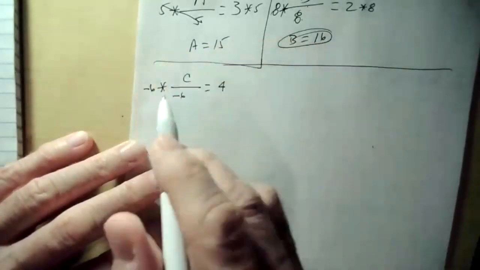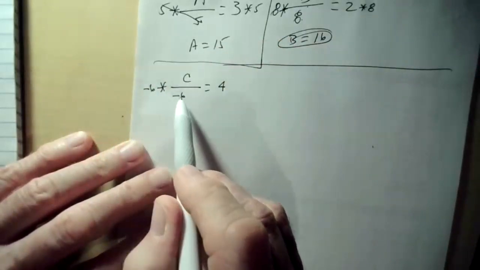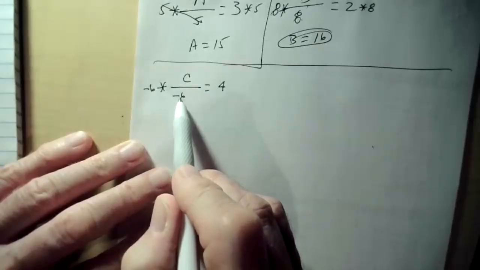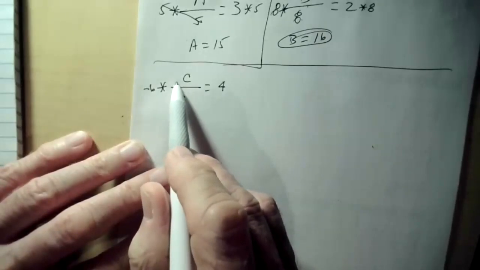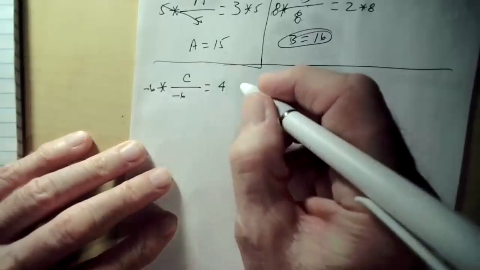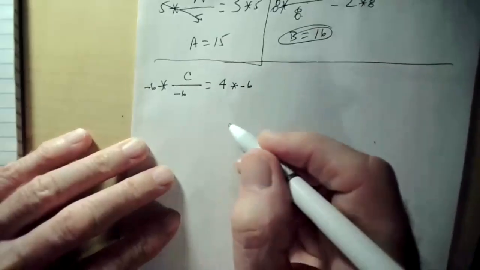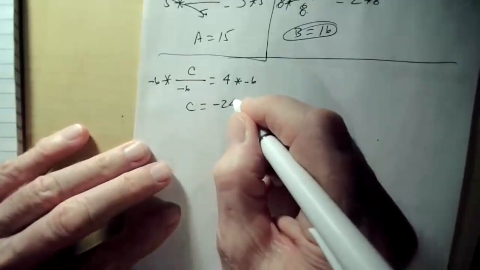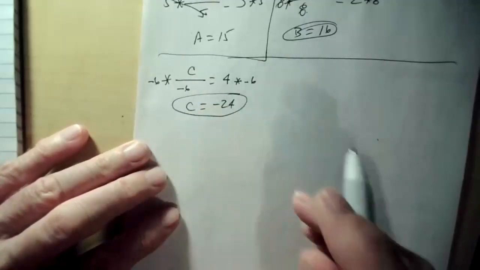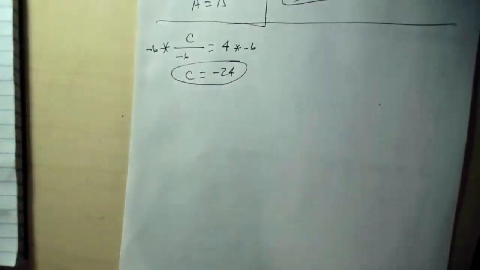Now C divided by -6. So how are we going to undo this? Multiply by -6, because -6 times divided by -6 is +1, 1C or just C, and that's what we want. So multiply by -6, so we get C is -24.